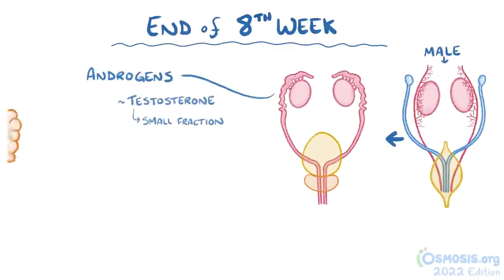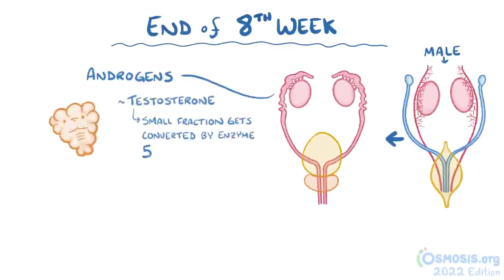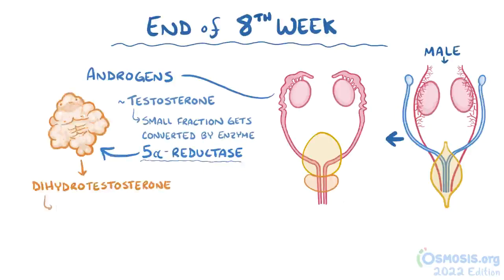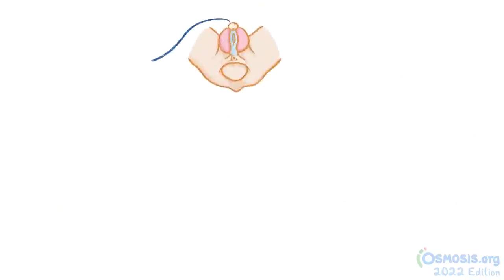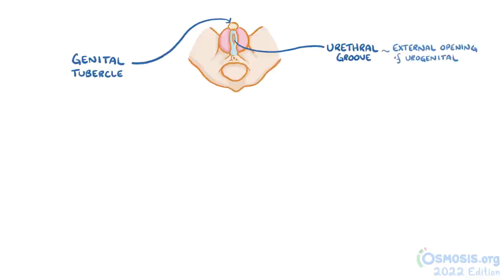A small fraction of testosterone gets converted by the enzyme 5-alpha reductase into its more potent form, called dihydrotestosterone, which is mostly responsible for development of male external genitalia. Looking closely at these structures, at the top there's the genital tubercle, which is a small projection. Just below that there's the urethral groove, which is the external opening of the urogenital sinus, or the future urethra and bladder, and this is surrounded by the urethral folds and the labioscrotal swellings.